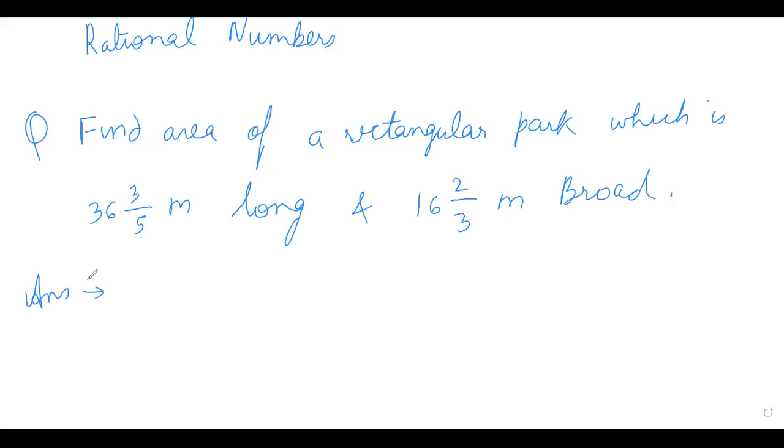So see the question. Question is, find the area of a rectangular park which is 36 3 by 5 meters long and 16 2 by 3 meters broad. So you know the formula for the area of a rectangle: L into B, length into breadth.